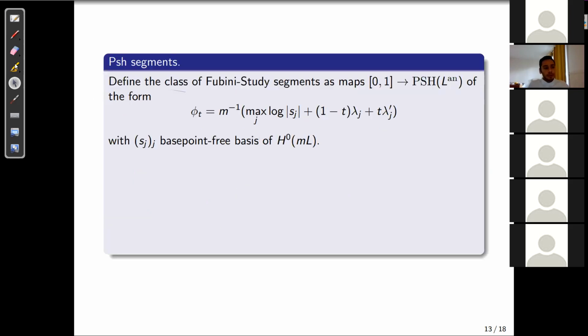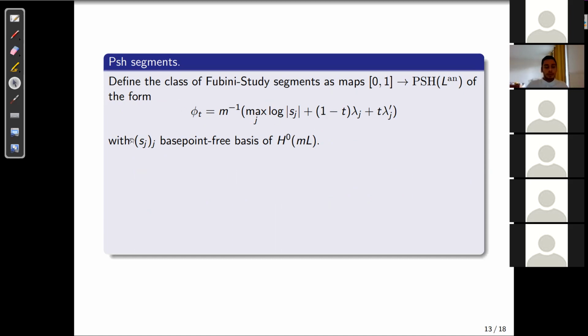we're first going to define what we call PSH segments. So the problem is that unlike in the complex case, we do not really have a good way to define PSH functions on products of analytic spaces. It's a bit complicated, so we kind of have to define our things by hand.